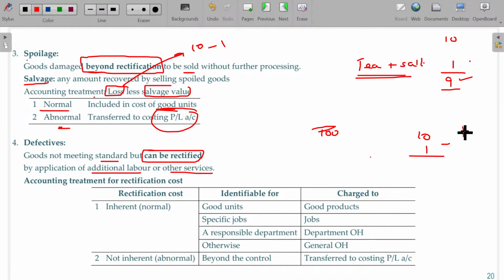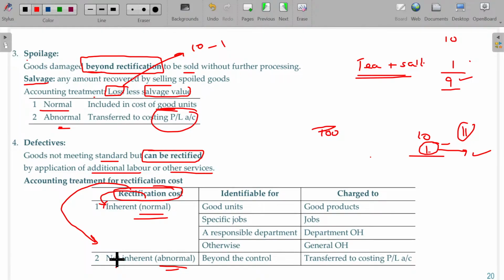Now tell me, will you recover 11 rupees from the customer? He will say, it's your mistake, how can I pay? No other way. So this extra milk cost will be adjusted by the owner himself if it is for an abnormal reason. This additional cost is named rectification cost. Normally, sometimes it may happen unavoidably, then it's called normal. If it is rare, just because of my careless mistakes, then it's called non-inherent. Inherent is part and parcel.